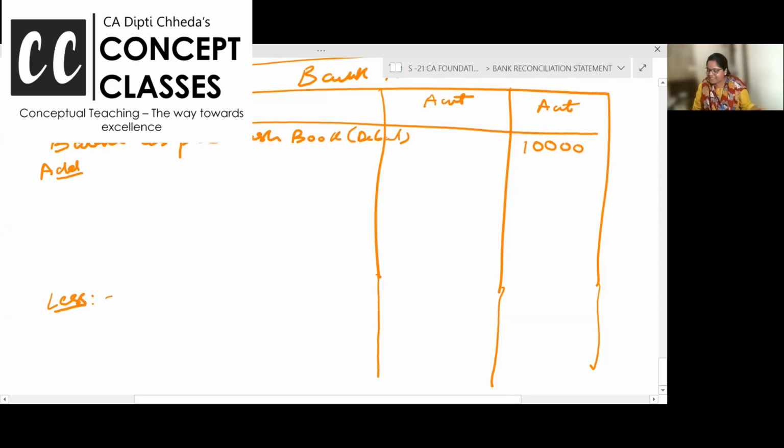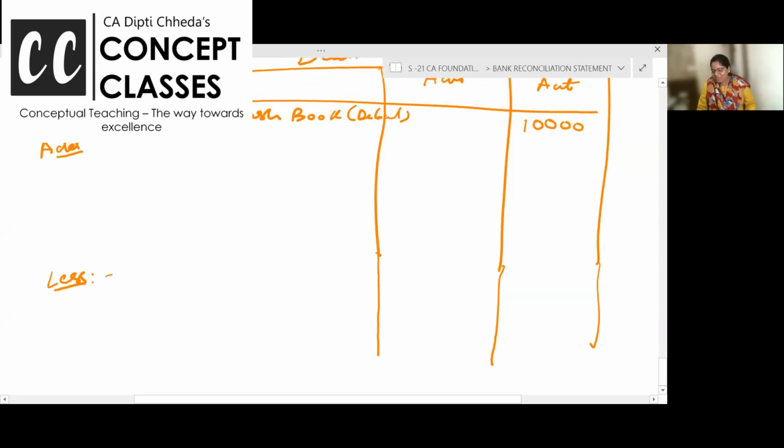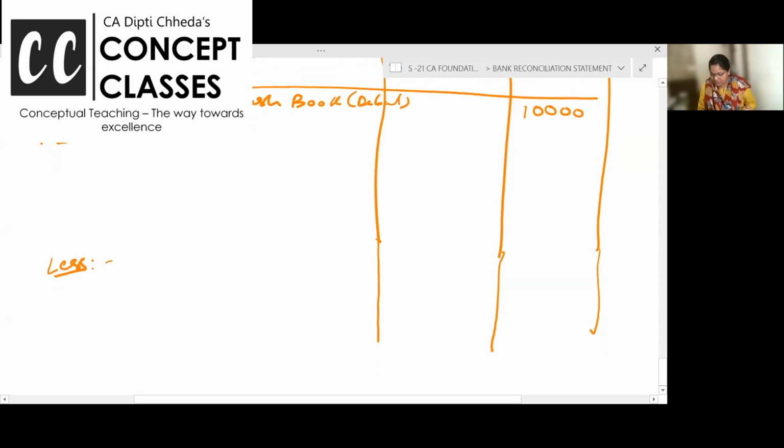Okay, chalo, let us start. Started and putting answers in the chat. Good, good, good enthusiasm. Keep it up. Check of 1,000 deposited, but not recorded in the cash book. So when I deposited the check, what I have to do? Debit the bank. I missed debiting. So now I should debit 1,000 rupees. Right?